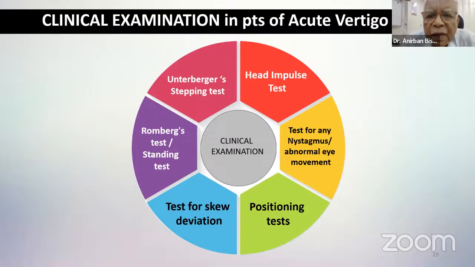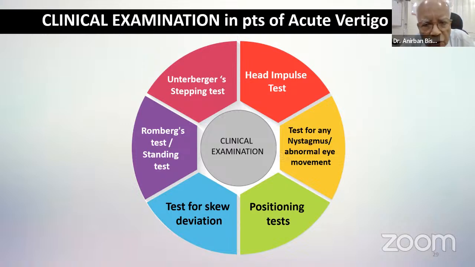The Unterberger stepping test, the head impulse test, the test for any nystagmus or any abnormal eye movement, the positioning test, the test for skew deviation, the Romberg's test, and the standing test. So these are the basic tests that each and every patient of vertigo has to undergo. And in the physician's clinic, these tests have to be carried out in every patient of vertigo.